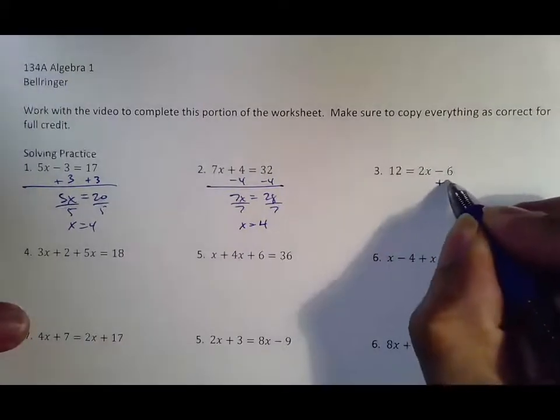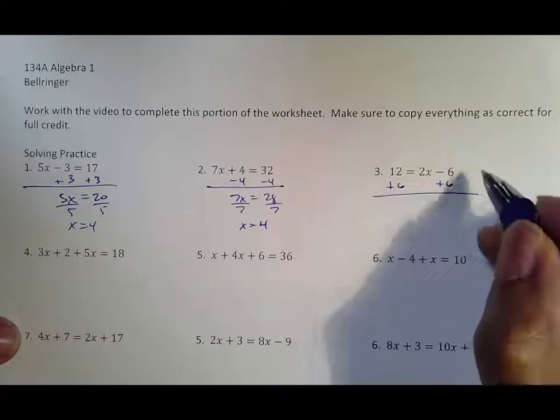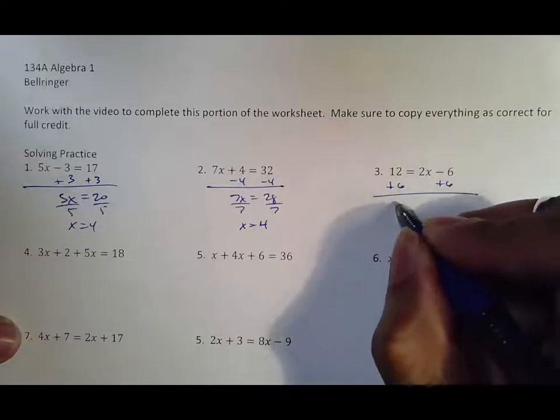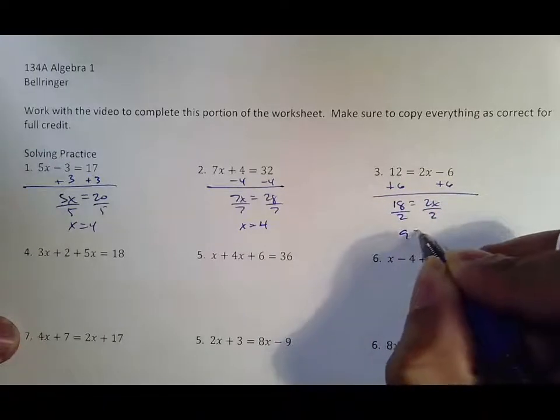On the next one, adding 6. Remember, it doesn't matter what side the x is on. If x is over here, then everything goes on the other side. 12 and 6 makes 18 equals 2x. Dividing by 2, you end up with 9 equals x.